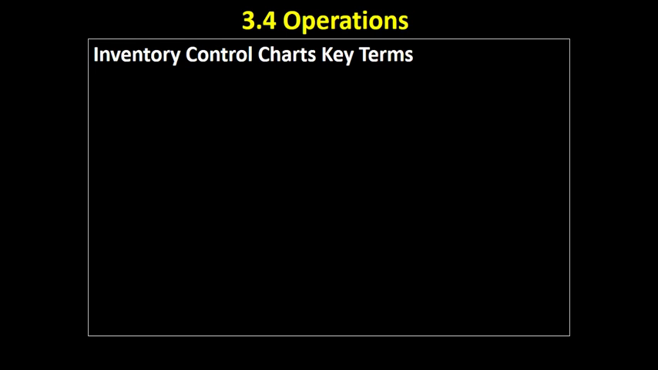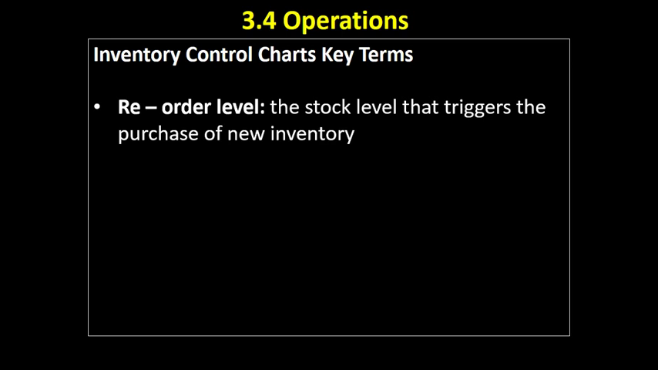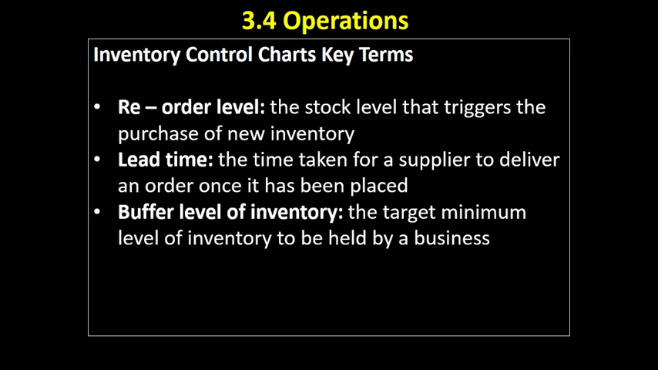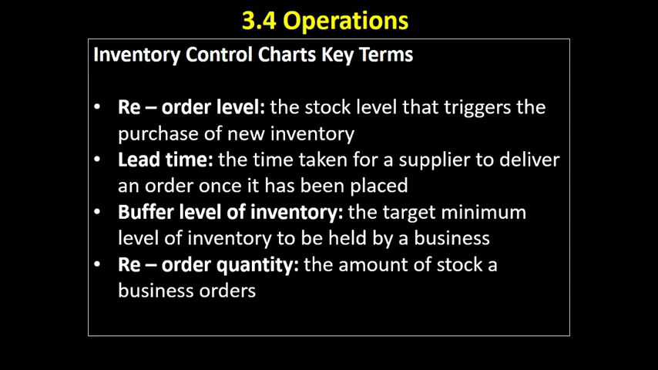So, what are the key terms that you need to be aware of? The reorder level, which is the level that triggers the purchase of new inventory. Lead time, the difference between when that order is placed and when it's actually arrived. The buffer level of inventory is the target minimum level of inventory to be held by a business. And the reorder quantity is the amount of stock that a business orders when they place their order with the supplier. So just a final one on buffer stock.